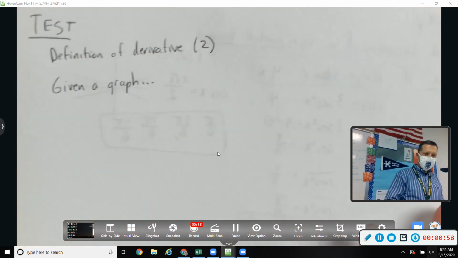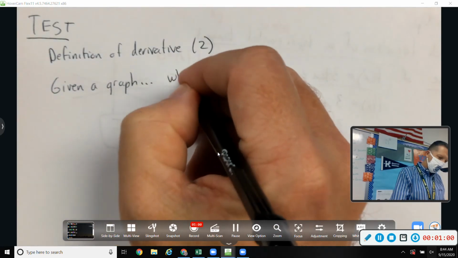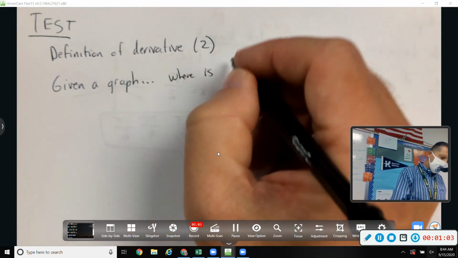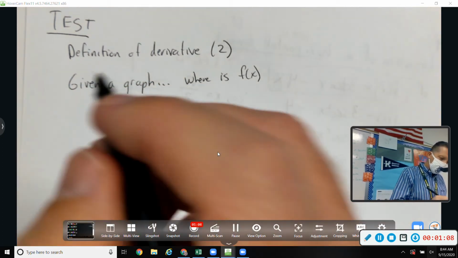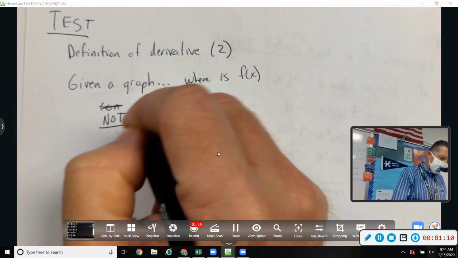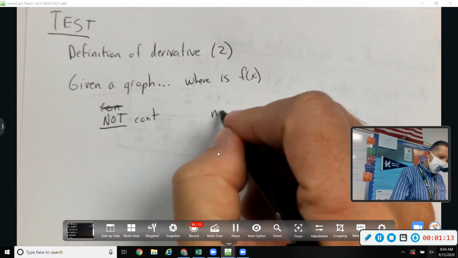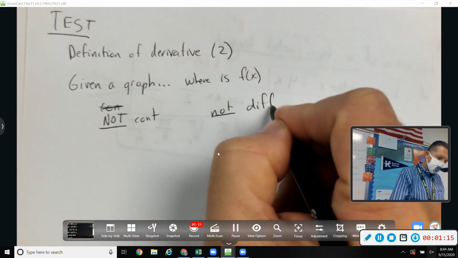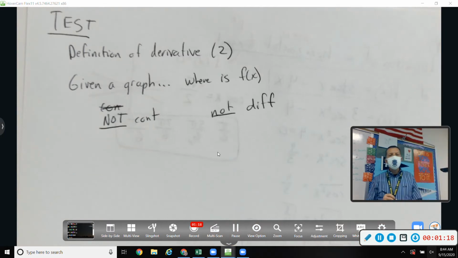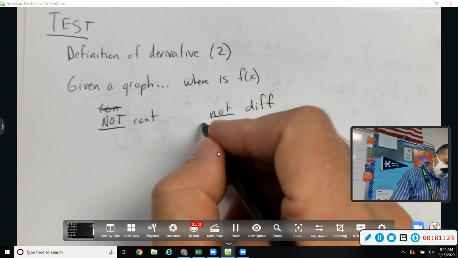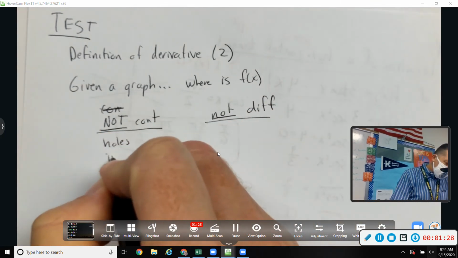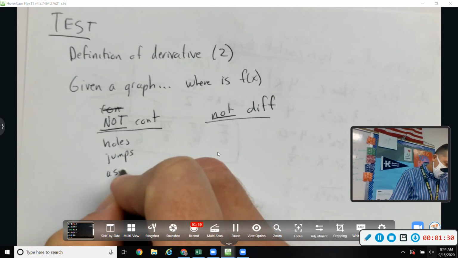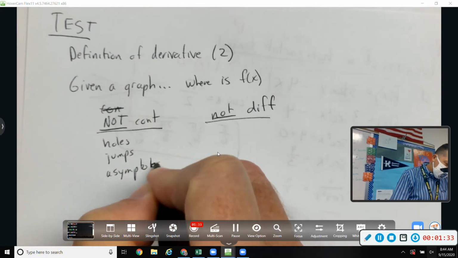Given a graph, where is f of x? Actually, where is it? I think it says where is it not continuous, and where is it not differentiable? Well, it's not continuous at holes, jumps, asymptotes.